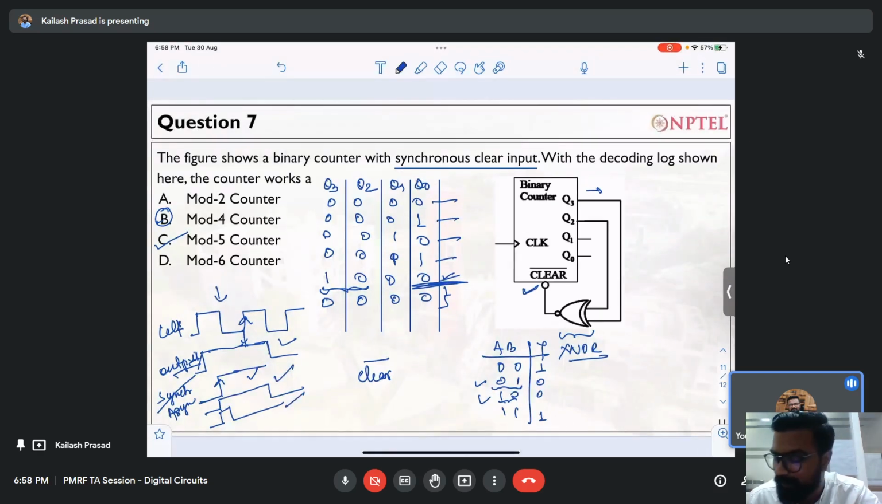And that is the reason why it is not mod 4, it is mod 5, because it is waiting for the next clock, because it will have some propagation delay. It will take time. The clock cycle has already gone, so that is the reason why it will be a mod 5 counter.